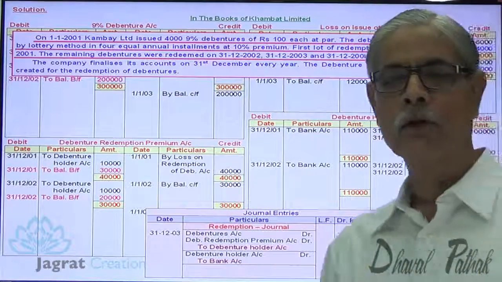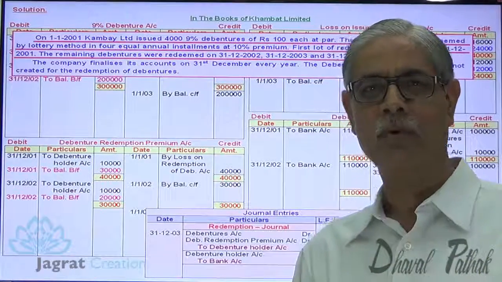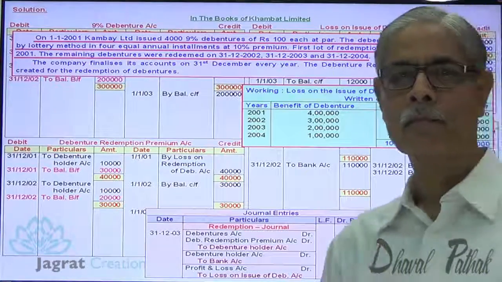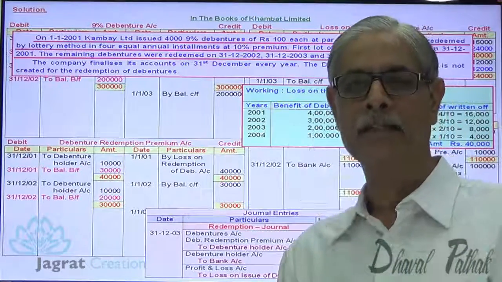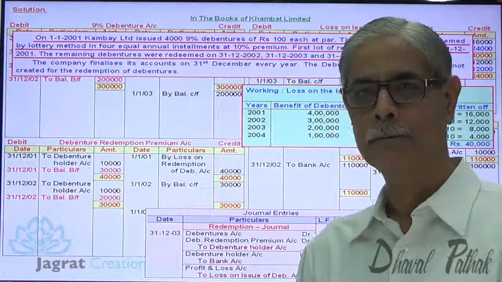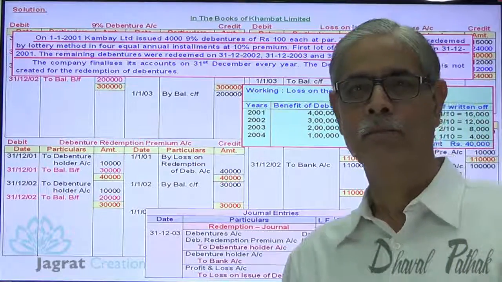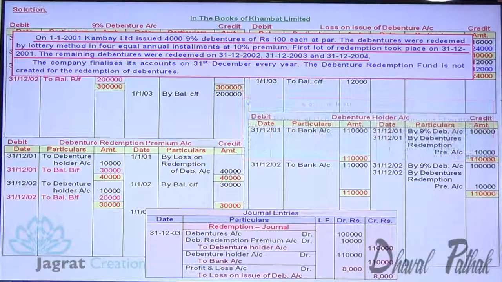But how much loss on issue of debenture gets written off over the third year? Look at the note that we have prepared. 8,000 is to be written off in the third year. So profit and loss account debit 8,000 to loss on issue of debentures account credit 8,000. This is how loss on issue of debenture gets written off in the third year. So journal entries are done. Let me go for ledger posting.